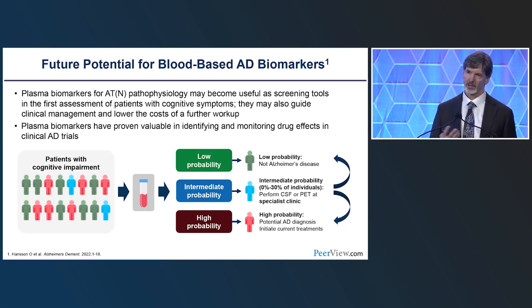The potential for a fluid biomarker is to really categorize people maybe into probability groups. Low probability, maybe just get away with nothing. If they're intermediate or higher, maybe that needs to be confirmed by another test to be sure.